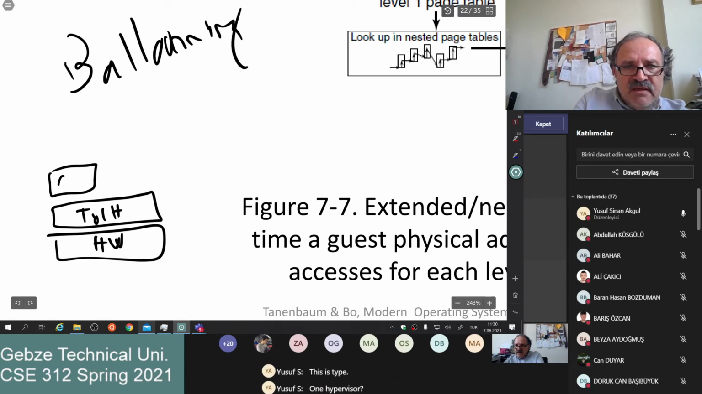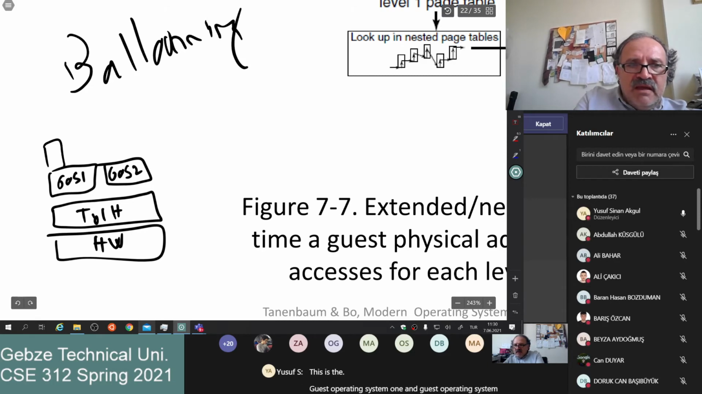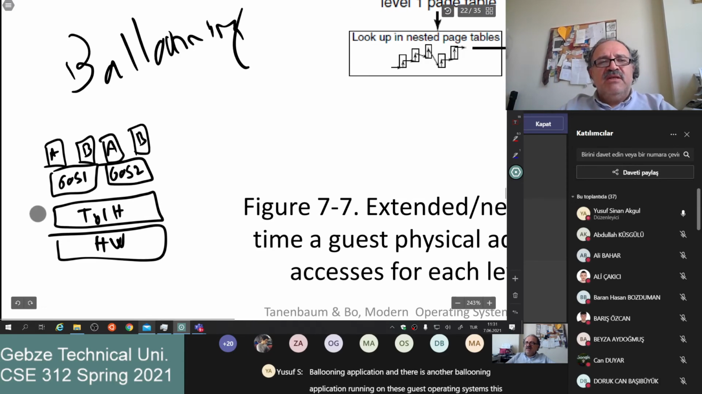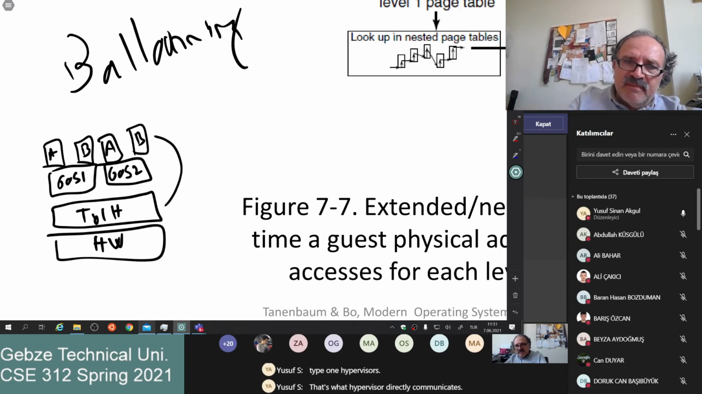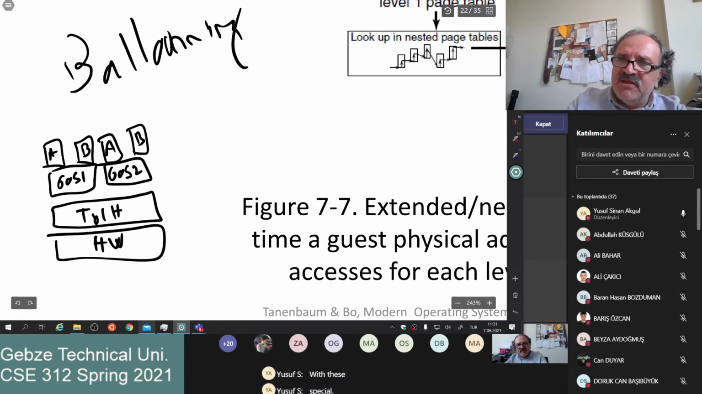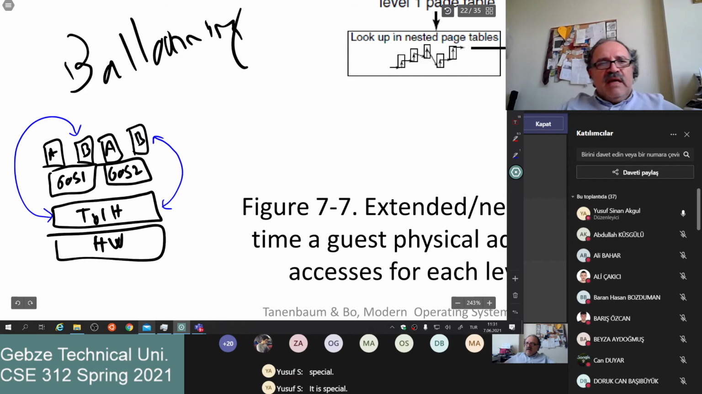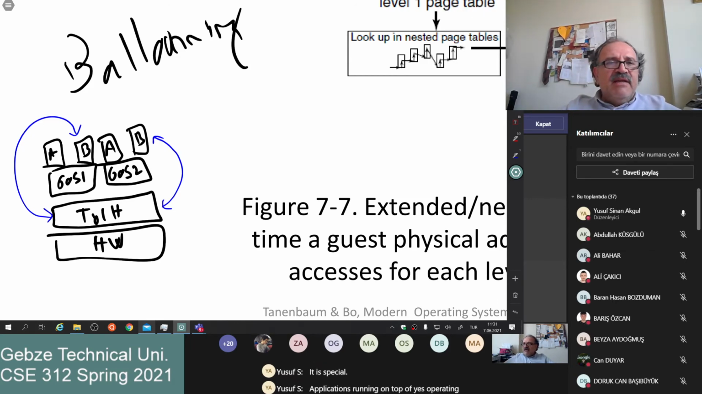This is guest operating system 1 and guest operating system 2, application and application. So there is a ballooning application and there is another ballooning application running on these guest operating systems. The type 1 hypervisor directly communicates with these special applications running on top of guest operating systems, and their task is to allocate memory for nothing. They don't use the memory. Okay, they balloon, they make them larger, then they make them smaller.